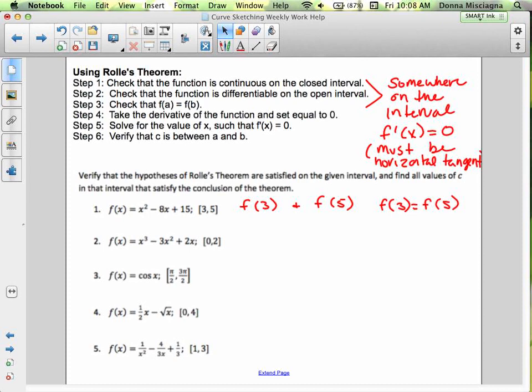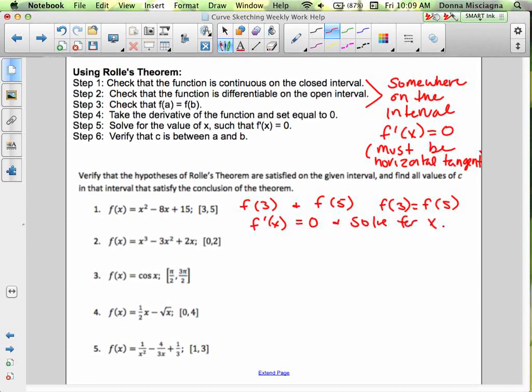Once you've done that, you take the derivative, but now the derivative is set equal to 0, and you solve for that value of x such that f'(x) equals 0, and you make sure that c is in between a and b. All right, so after we find f(3) and f(5) and make sure they're the same, we find the derivative, set it equal to 0, and solve for x.